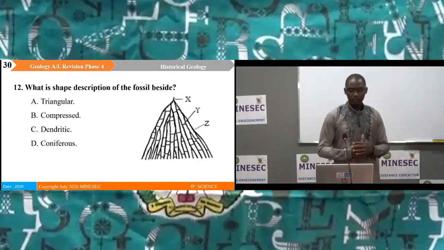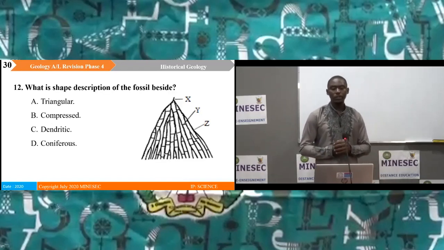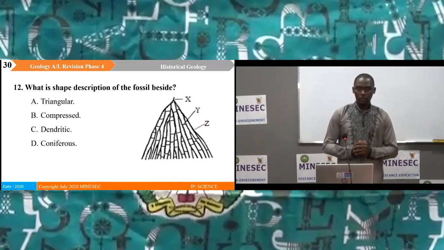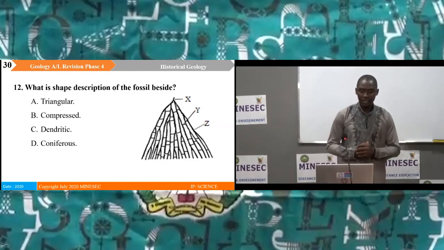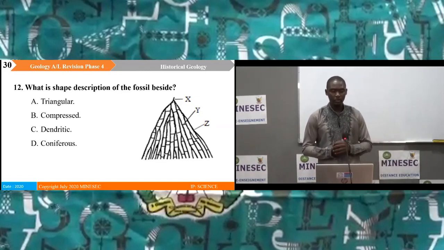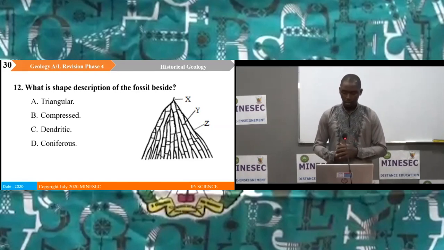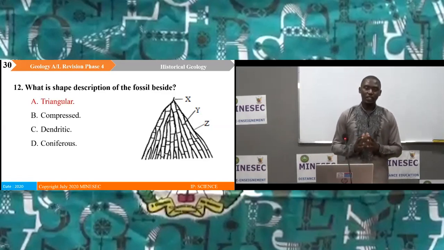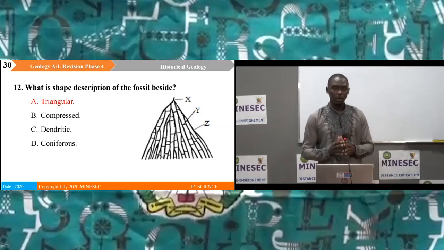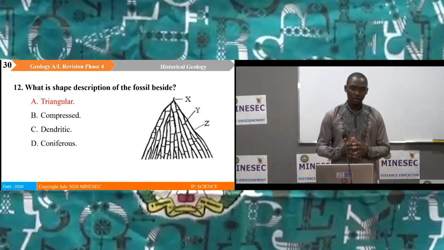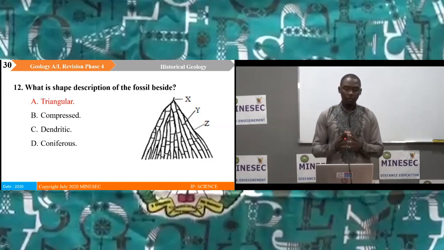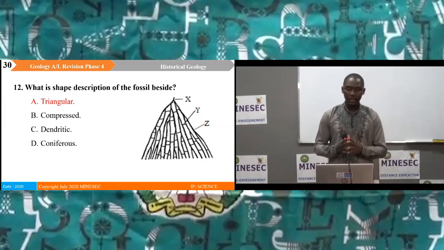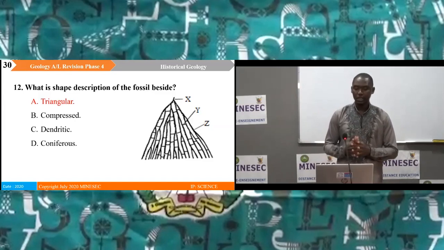Question 12. What is the shape description of the fossil beside? A, triangular, B, compressed, C, dendritic, and D, coniferous. Our correct response is A. Here we have asked for shape description, not the morphological description. Because if we look at the form of the fossil, we might confuse the correct answer, which is A, with C, which is dendritic.